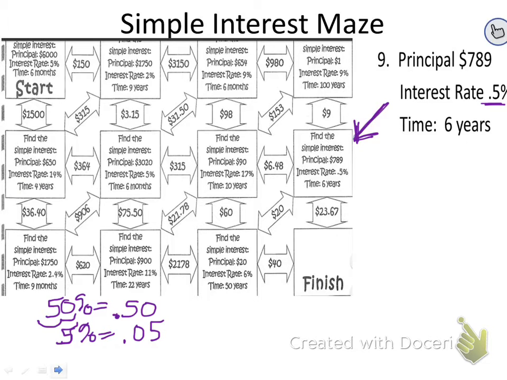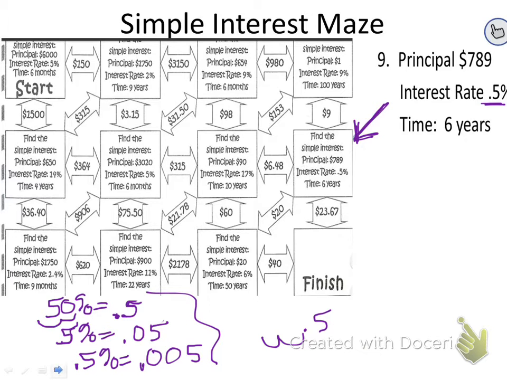And if you have 0.5% or half of a percent, again, you're going to bring your decimal 2 places over, so you would have 0.005. Remember this 0 right here in the 50%, you don't have to have it, 0.5, but you can see the patterns forming there. So in number 9, you're going to start by writing your formula, I equals PRT.